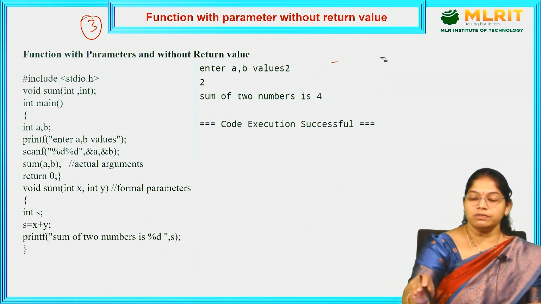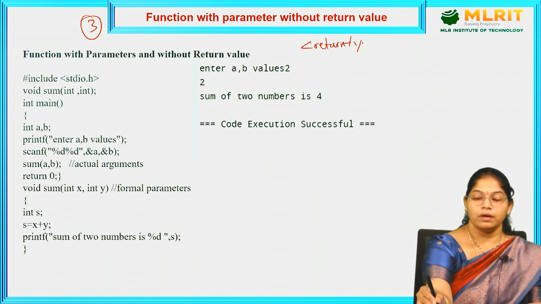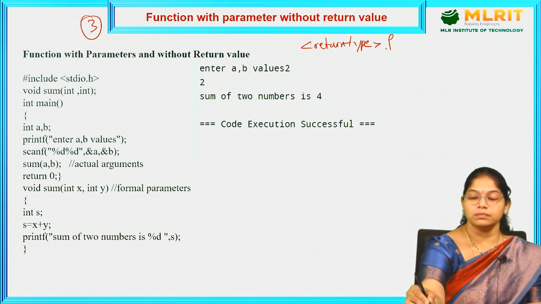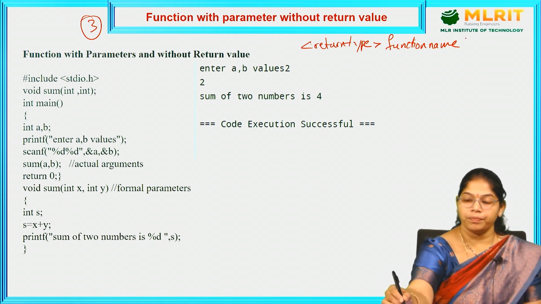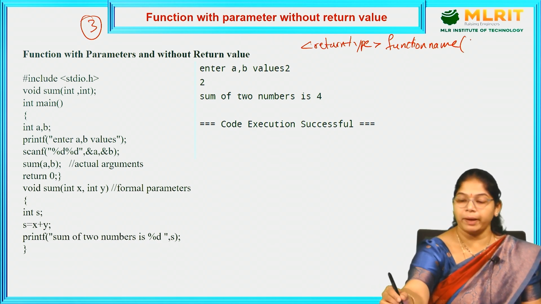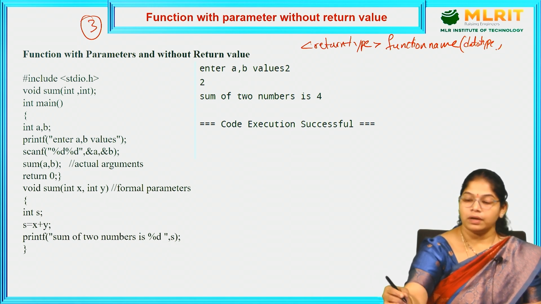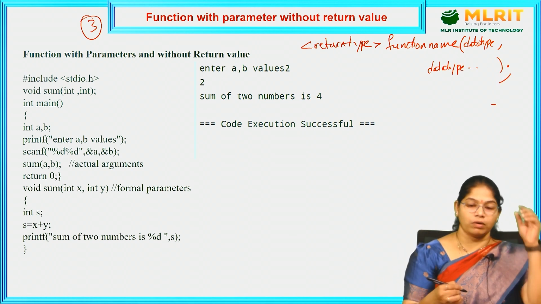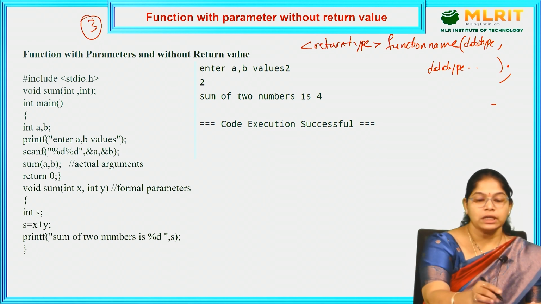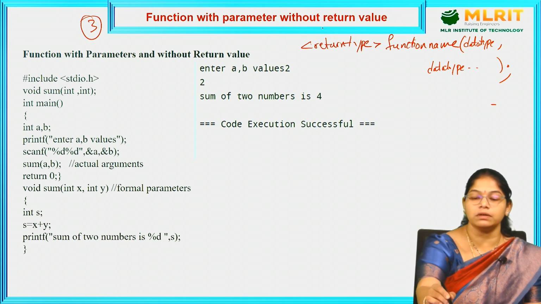So what is the syntax of function declaration? Function declaration is return type, then function name, then list of parameters. List of parameters, those are data types. Here the data type is a must, data type, and so on, and terminated with a semicolon. So this category is function with parameter without return value.